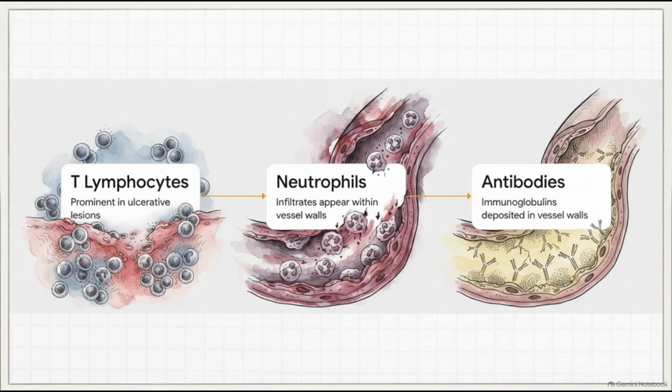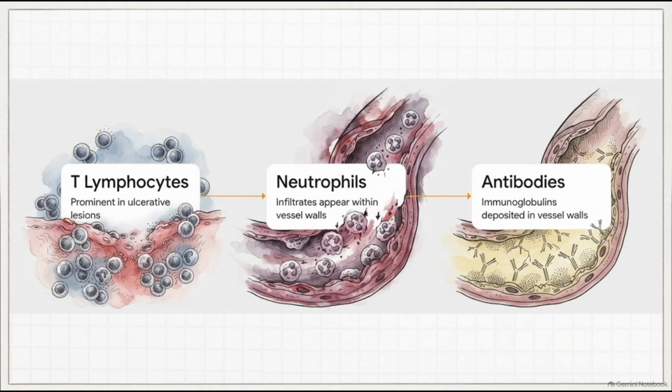First, we'll see a prominent T lymphocyte infiltration in the ulcerative lesions. These are your initial immune responders, recruiting the inflammatory army. This is then quickly followed by neutrophilic infiltrates appearing directly within the vessel walls, which is the physical manifestation of that active vasculitis. Finally, the immunopathologic support comes from demonstrating immunoglobulins and complement deposited right inside those vessel walls.